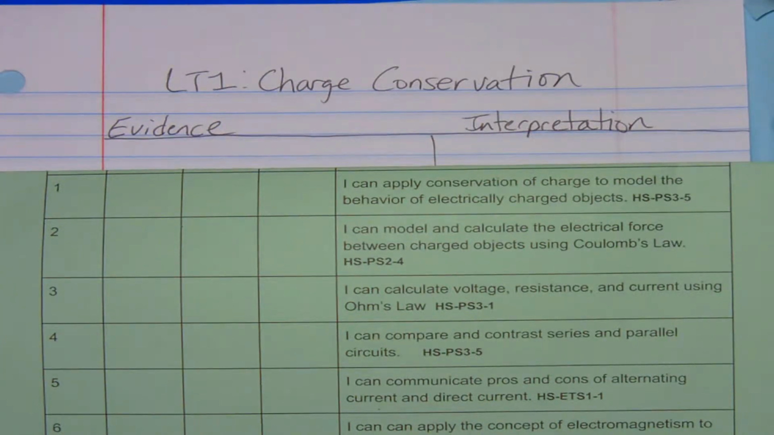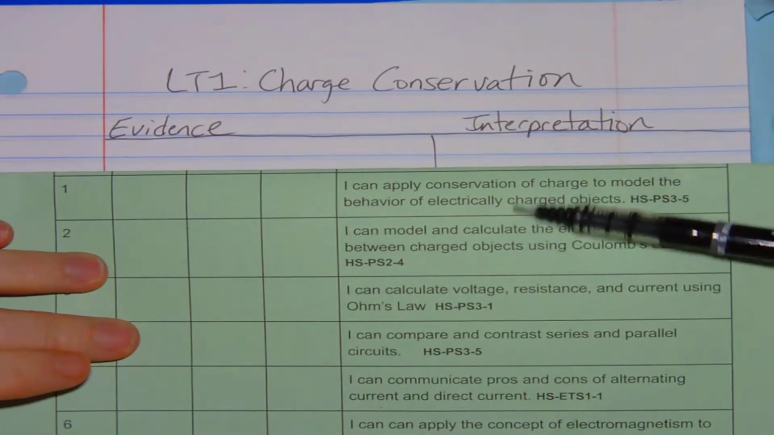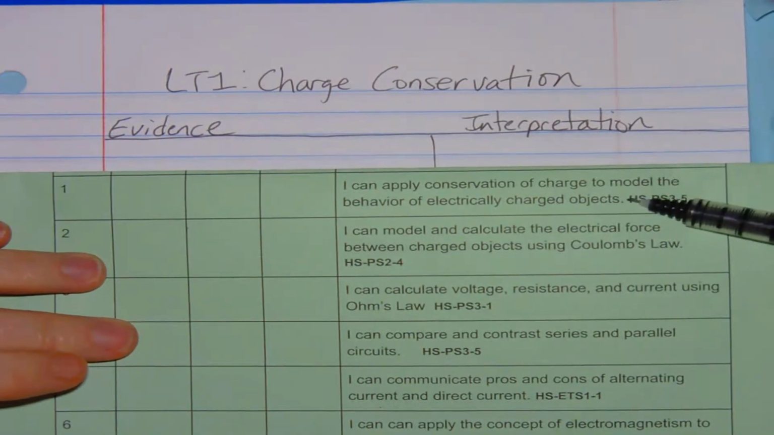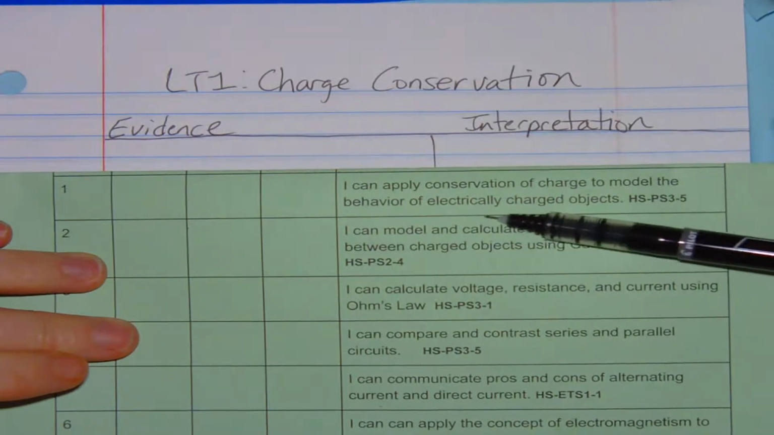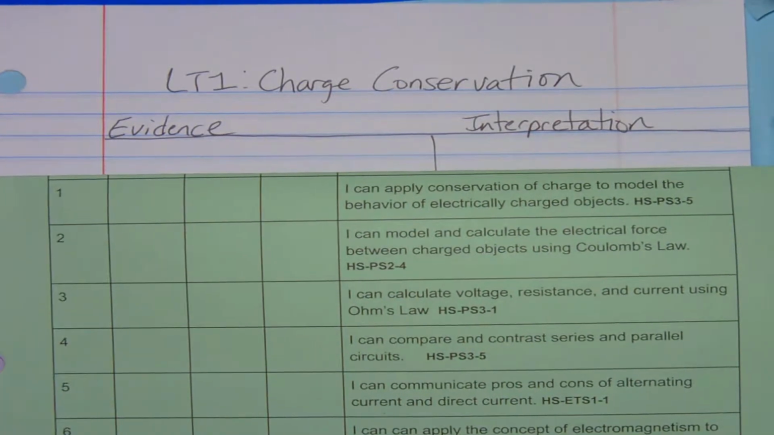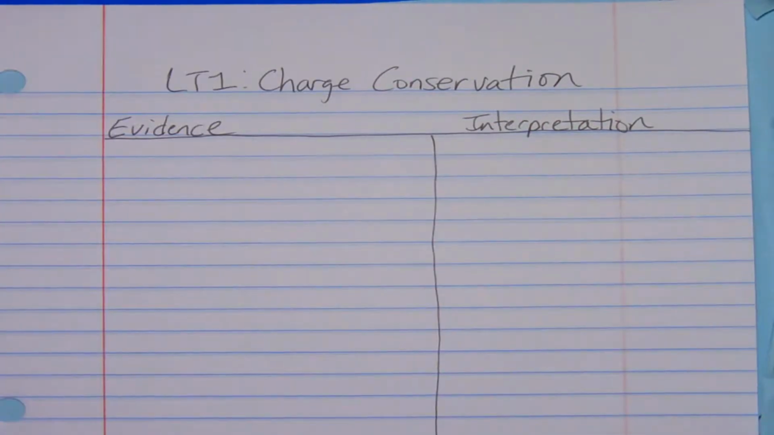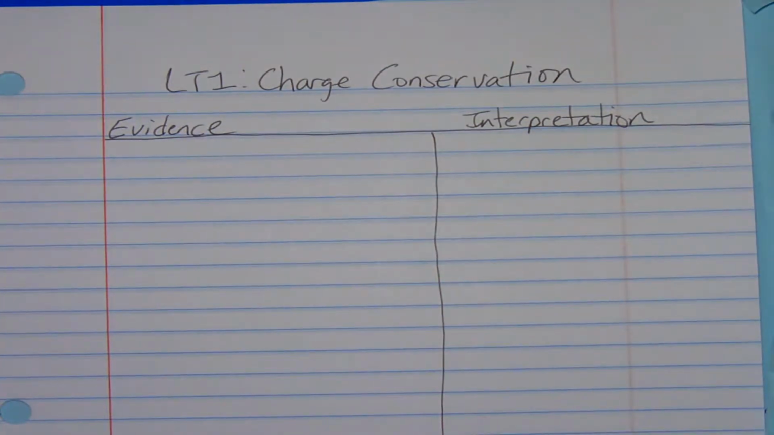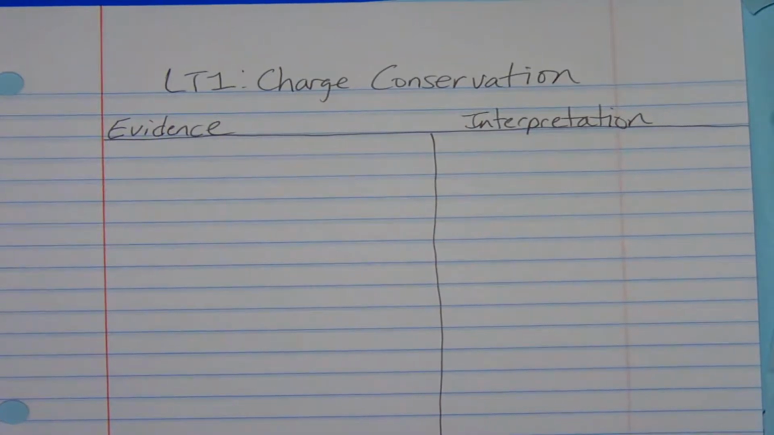These are the notes for target 1 in the electricity and magnetism unit. The target says that you can apply conservation of charge to model the behavior of electrically charged objects. What this target does is set up some extreme basics about electricity that we need to know before we can apply it to circuits, in terms of alternating current, direct current, wiring, that sort of thing. So, charge conservation.